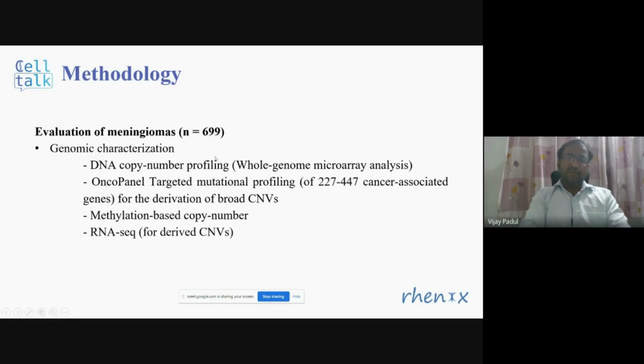So DNA copy number profiling by microarray analysis, and then oncopanel targeted mutation profiling, which contained 227 to 447 cancer-associated genes sequenced, was available, and it was used for inferring the copy number variations. And then methylation-based copy number variation data was available, and RNA-seq derived copy number variation data was also available. So copy number variation data based on different technologies was integrated into this analysis.